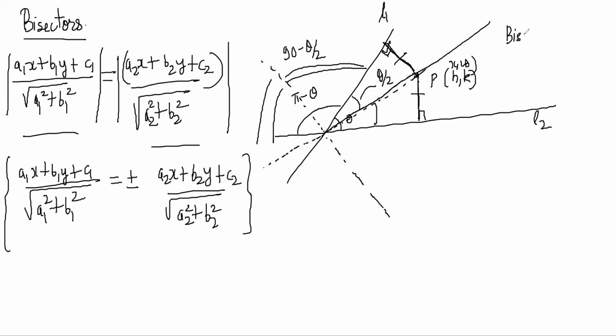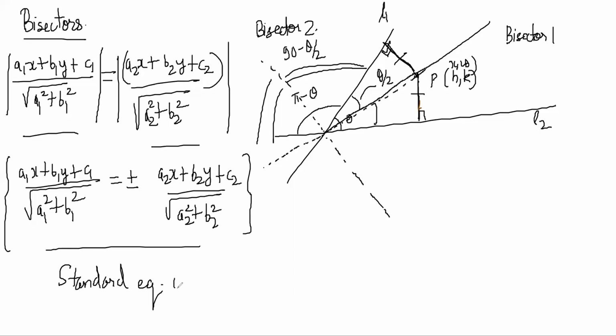This is bisector 1 and this is bisector 2. Both their equations are these two only, right? Either you take the plus sign or the minus sign. This is bisector 1, this is bisector 2. You understand? So this is the standard equation of bisectors. Now the tricky part is when you have to find out which is which.